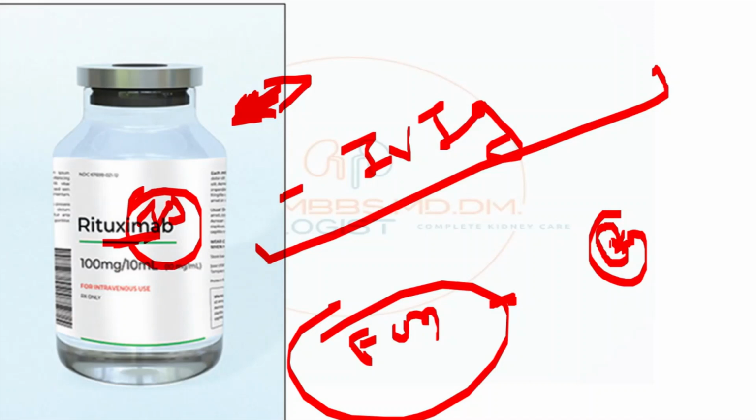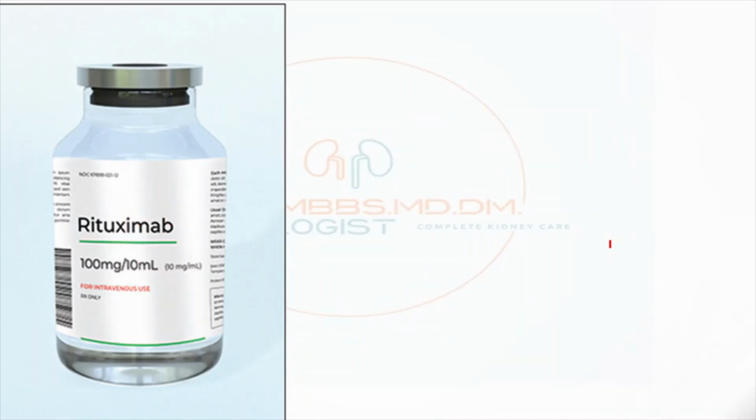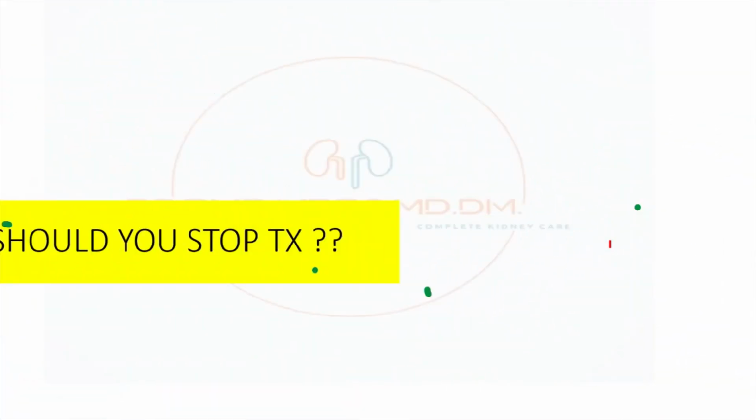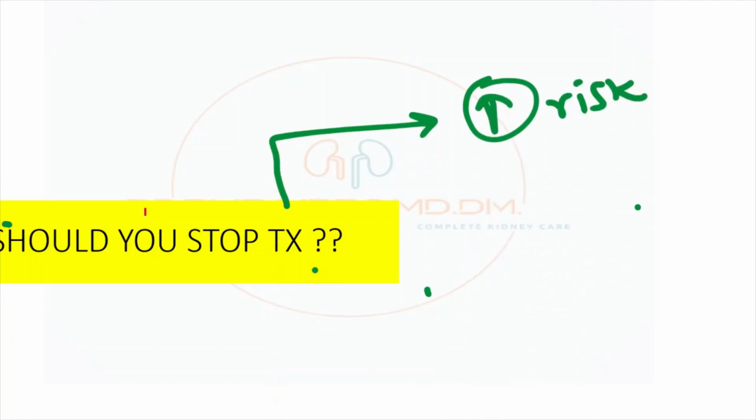So this is regarding the false positive reports. Whenever the flow cross match is positive, should you stop the transplant? No. I have told you the details. What are the possibilities you have to think of? It indicates the patient is at heightened risk. When CDC is positive and flow cross match is positive, it is better to stop the transplant.